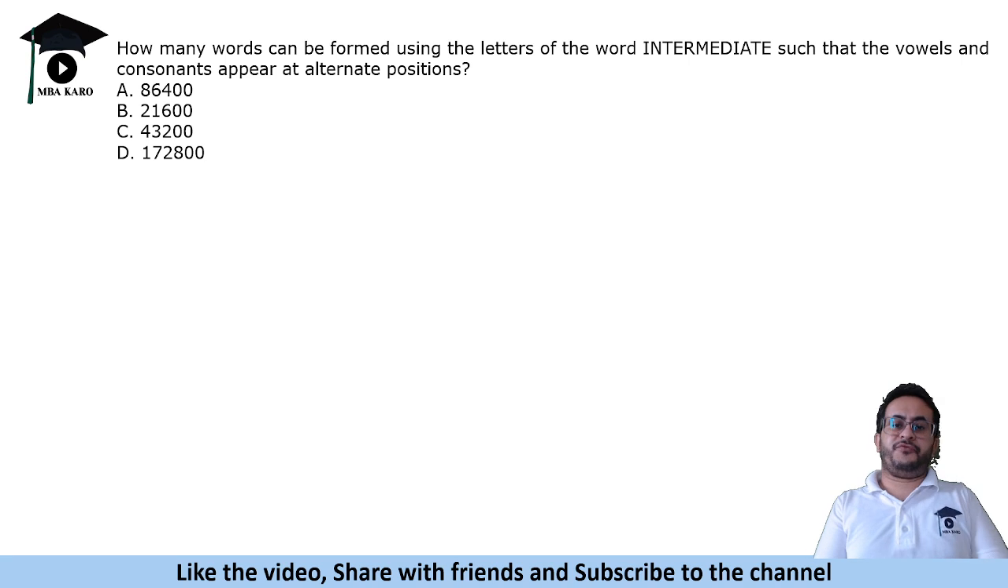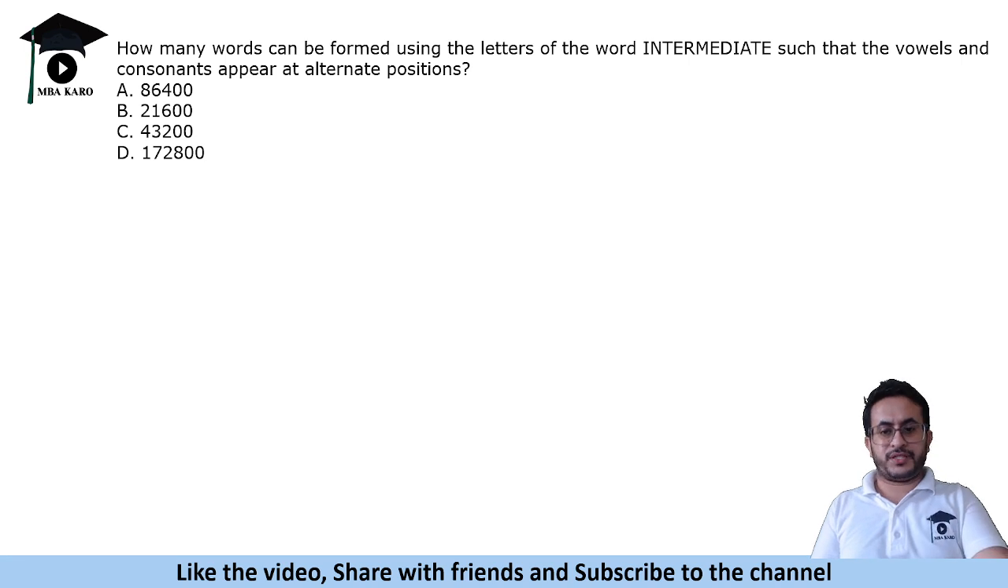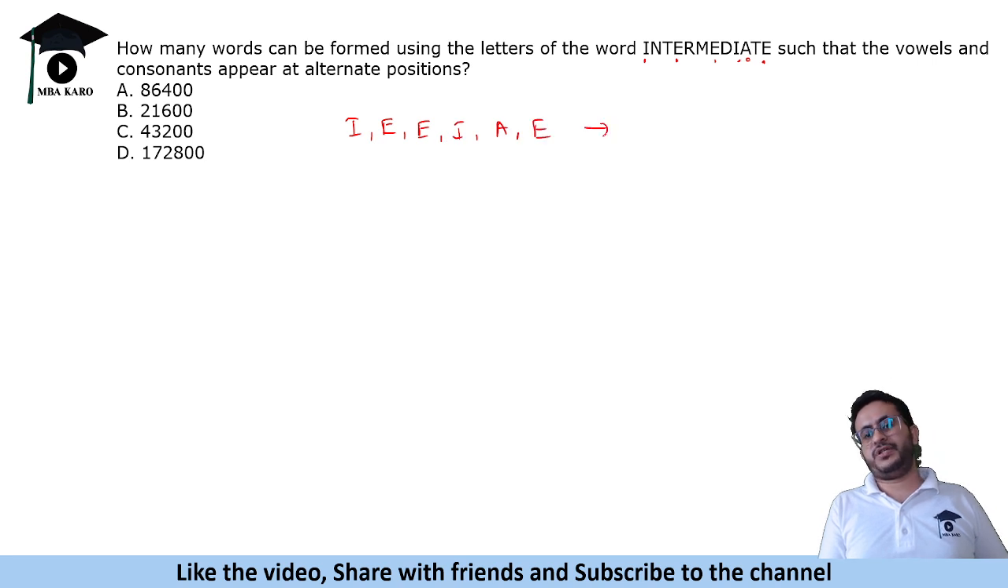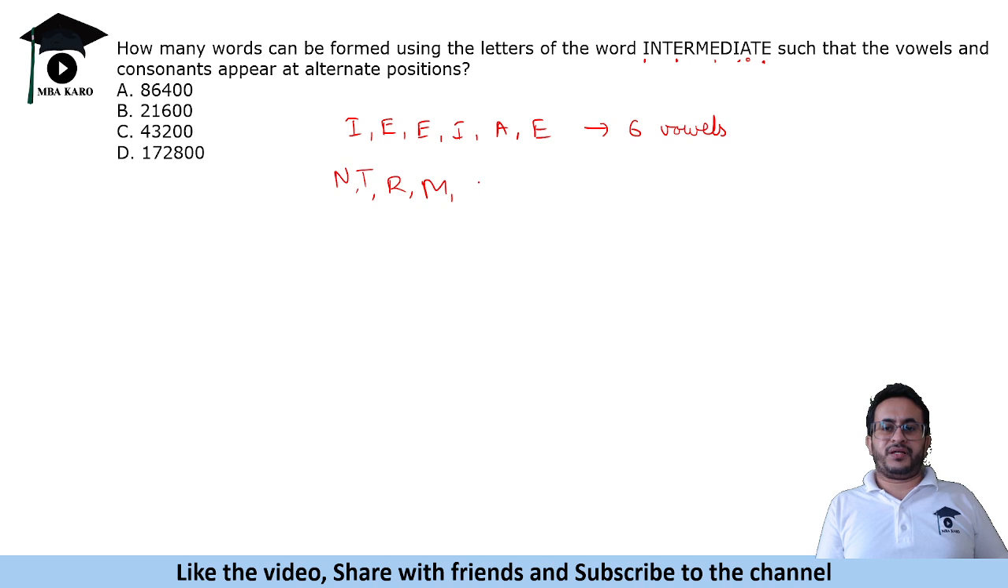How many words can be formed using the letters of the word intermediate such that the vowels and consonants appear at alternate positions? So first of all, we will have to find the vowels and consonants and try to arrange them in alternate positions. If we look at the vowels and consonants, there are 6 vowels: I, E, I, A, E. And then we have the consonants N, T, R, M, D, T.